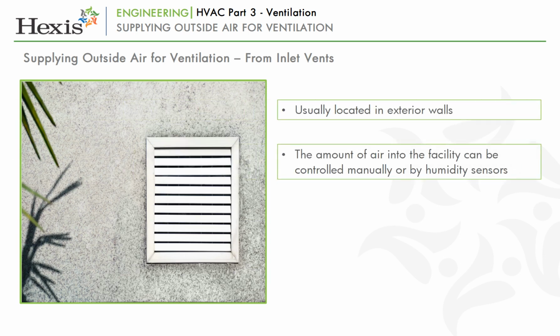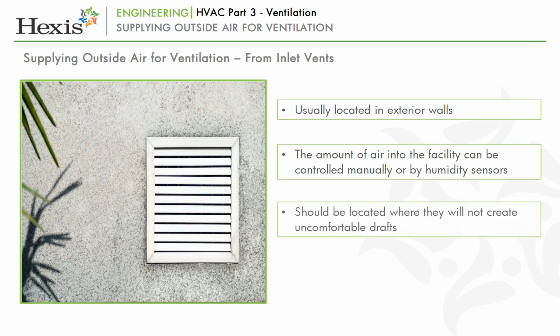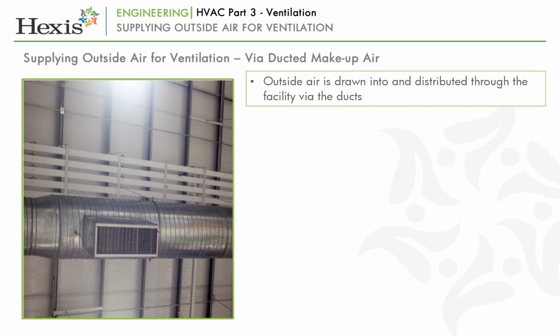The amount of air they allow into the facility can be controlled manually or by humidity sensors. Locate inlet vents where they will not create uncomfortable drafts. Outside air is drawn into and distributed through the facility via the ducts for a forced air heating and cooling systems. This type of system usually has an automatically controlled outside air damper in the return duct system.